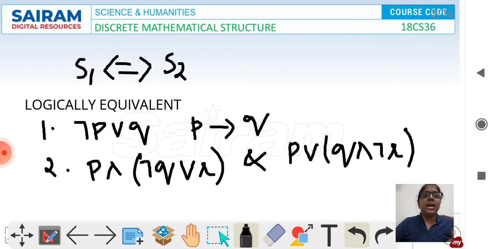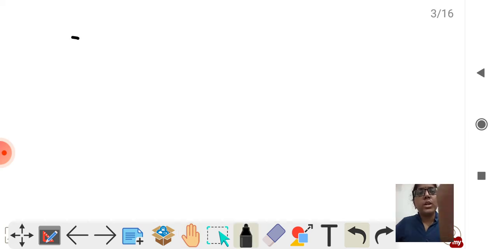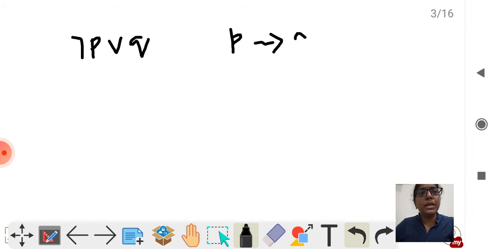See here, the first example: negation P or Q must be logically equivalent to P implies Q. We have to prove this. So negation P or Q must be logically equivalent to P implies Q.